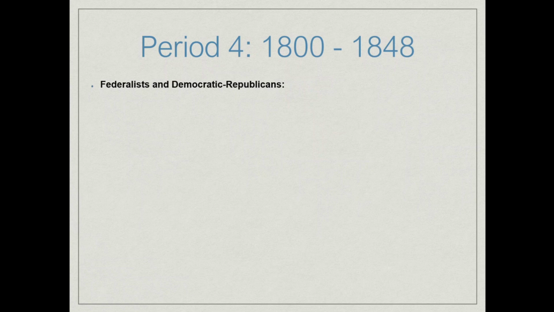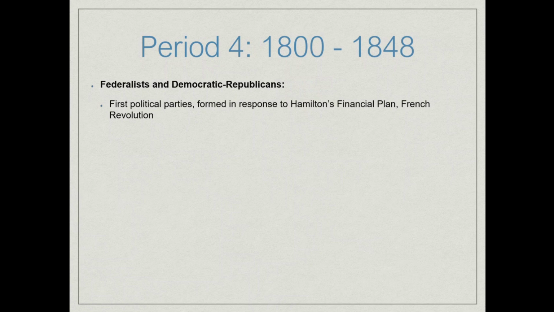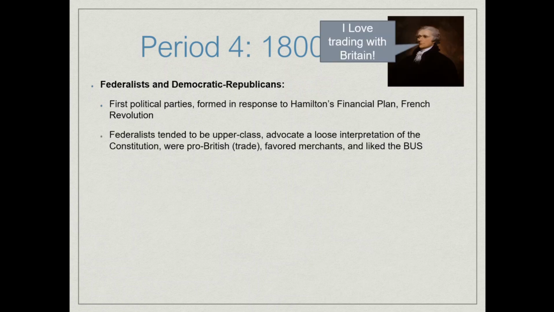So in 1800, with the election of Jefferson, we have two political parties, the Federalists and the Democratic Republicans. These are the first political parties. They were formed in response to Hamilton's financial plan and the French Revolution. There's my boy, A.H. The Federalists tended to be upper class. They advocated a loose interpretation of the Constitution. They were pro-British. They favored merchants. They liked the national bank.